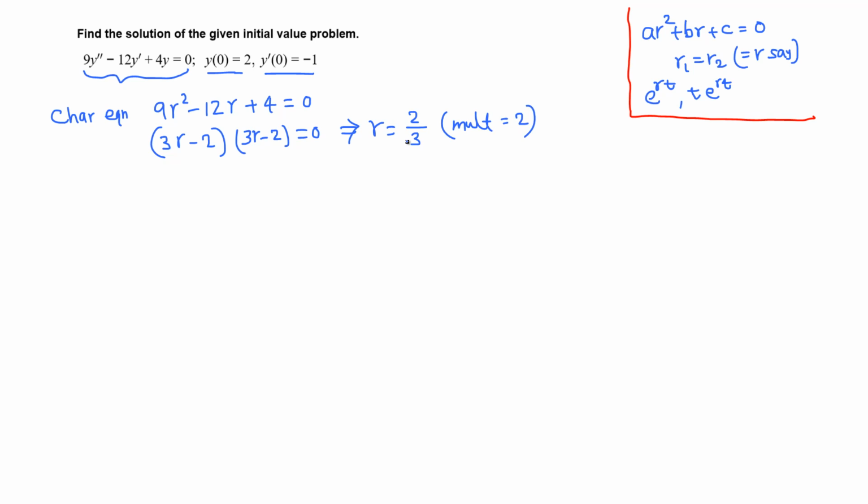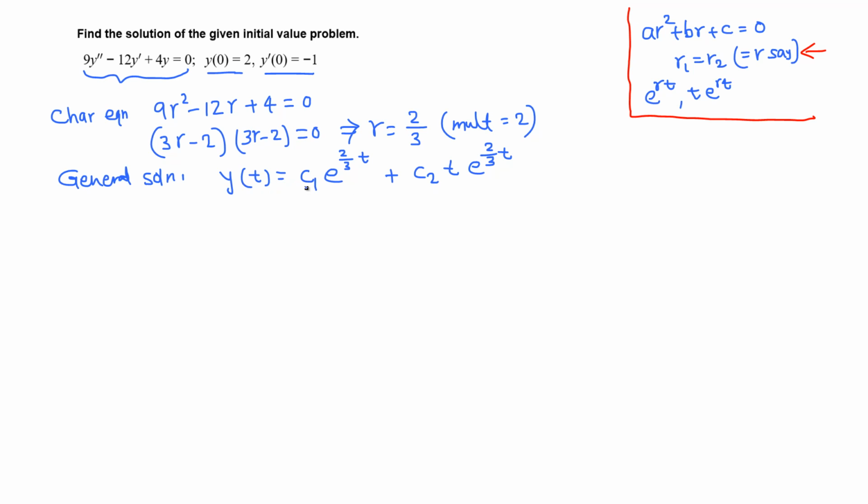Okay, repeated roots, and we know that when the roots are equal, repeated roots, and we just say r, then e raised to rt and t times e raised to rt are two solutions, and we can write down the general solution now. Then the general solution is y equals C1, arbitrary constants, e raised to 2/3 t plus C2 times t e raised to 2/3 t. Okay, that's the second solution.